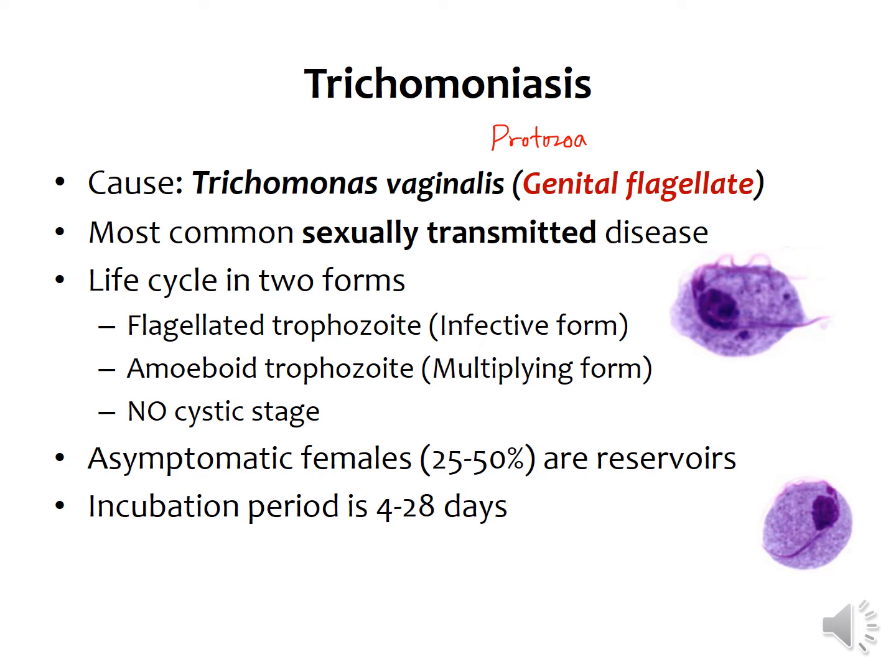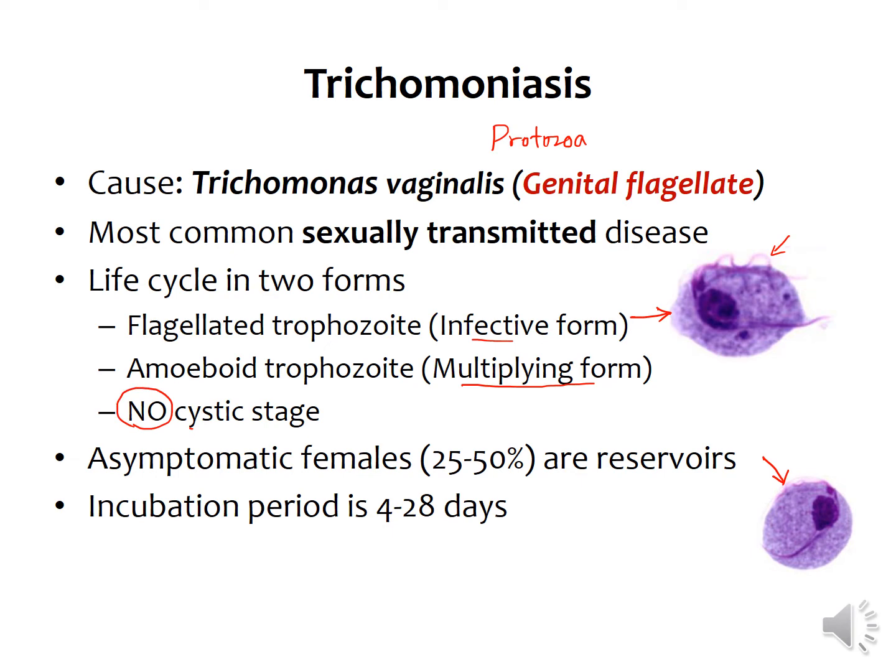stages. One is flagellated trophozoite, which is the infective form, and amoeboid trophozoite. This amoeboid trophozoite is the actively multiplying form of this Trichomonas vaginalis, and the infective form is the flagellated form. And the most important point to remember is there is no cystic stage at all, only the trophozoitic stage existing.